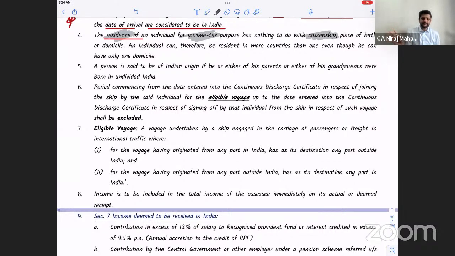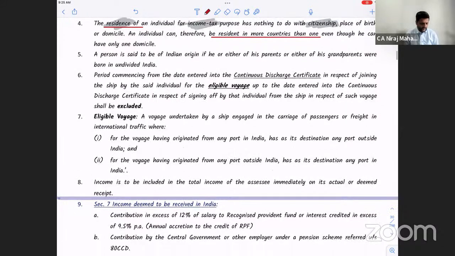So citizenship and residence of a country have nothing to do with each other. I hope that is clear. An individual can therefore be resident in more countries than one. World citizen. Do you understand the meaning of the word world citizen? Citizen of the world. On their Instagram bio, you will see India and a couple more country flags, because they're staying in so many countries: 6 months here, 6 months there, 8 months here, 3 months there. So a person can be resident in more than one country, but generally they have only one domicile.